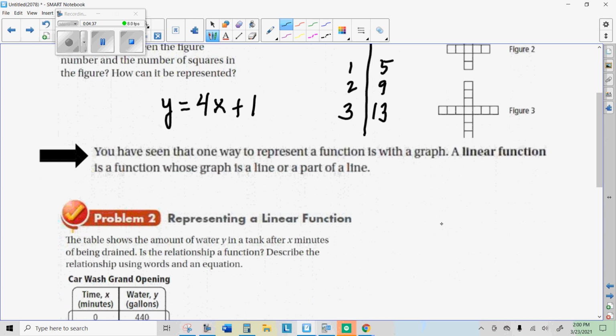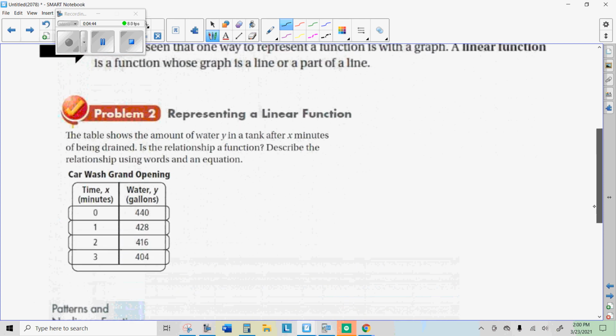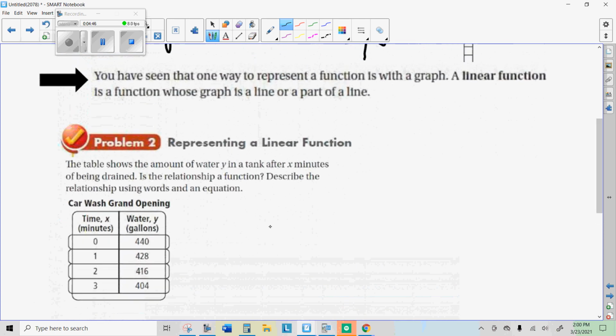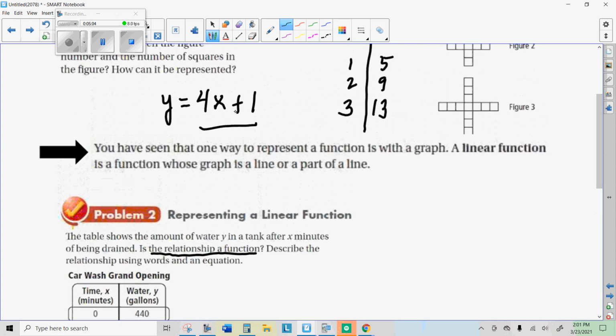If you have a linear function, one way to represent it would be with a graph. You can also use an equation to represent a function, or a table, or words. Now, if we're going to call it a function, that means there can only be one output value for each input value. That's pretty much always true for linear functions. If you put in a number for x, you're only going to get one number for y.